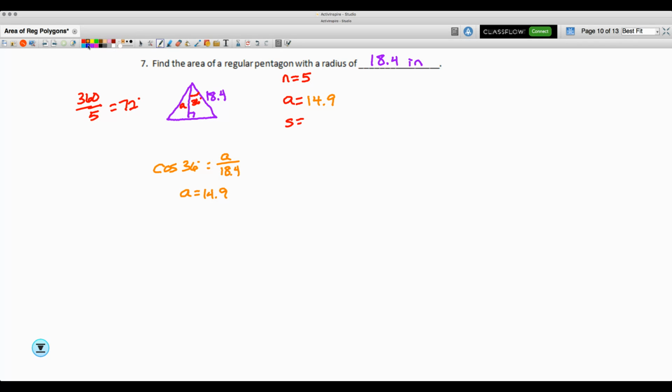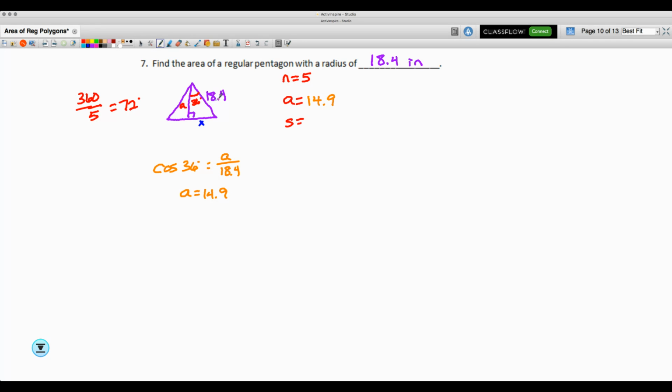And then to find the side, I could technically use Pythagorean theorem because I know 2 of the sides now. I would probably just use trig again. I'm going to call this x. But just remember, does x represent the side? It's only half the side, right? So once you find the side, we're going to have to double it to account for the whole side.